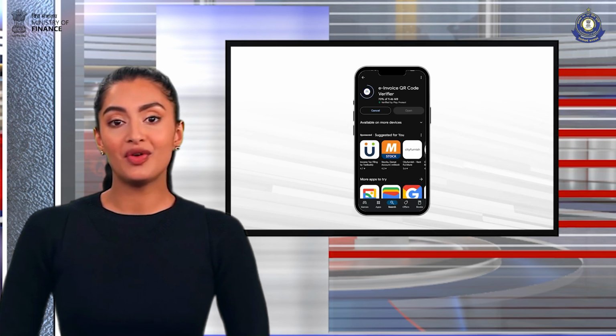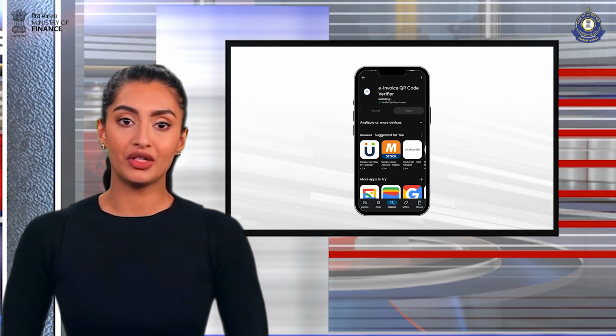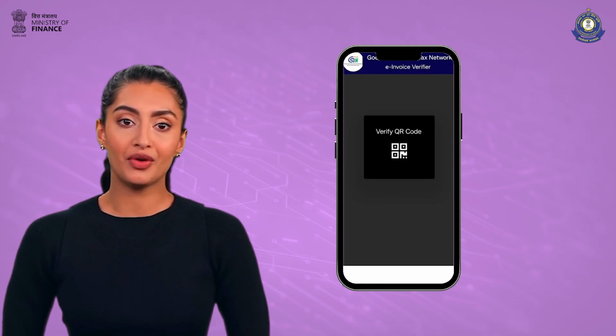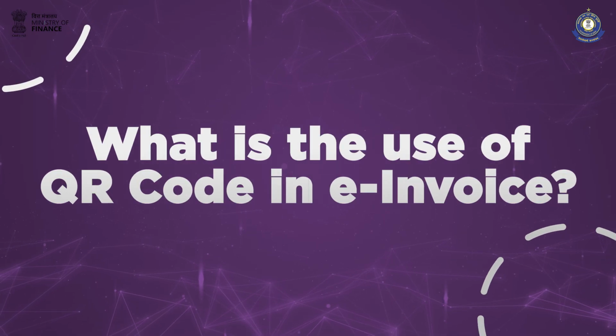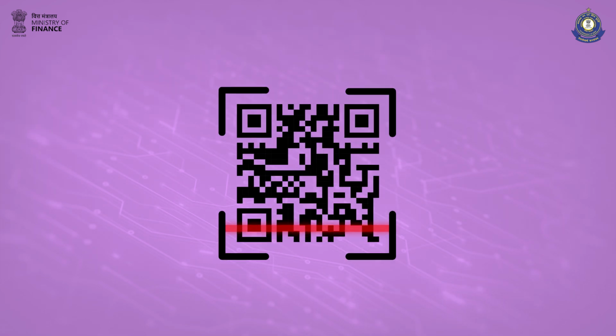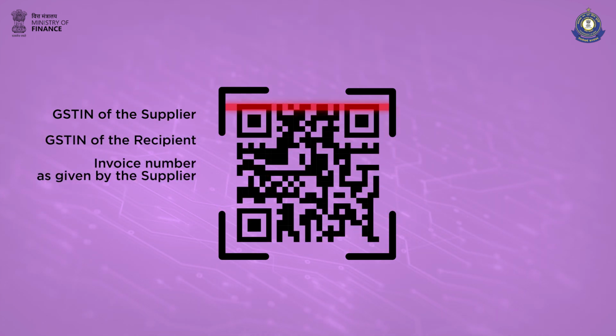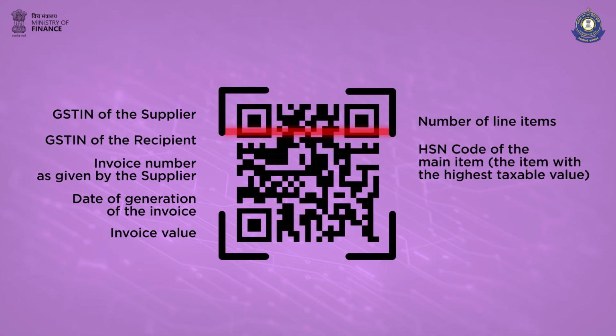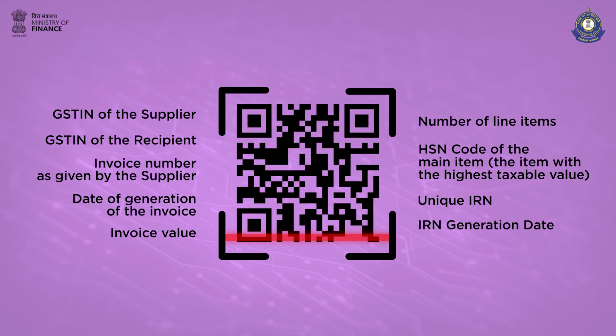To verify an e-invoice, you can upload the signed JSON file or the QR code string to the e-invoice system at the designated portal or Verify QR Code mobile app. The QR code on an e-invoice contains the following key particulars: GSTN of the supplier, GSTN of the recipient, invoice number as given by the supplier, date of generation of the invoice, invoice value, taxable value and gross tax, number of line items, HSN code of the main item, unique IRN, invoice reference number and IRN generation date.